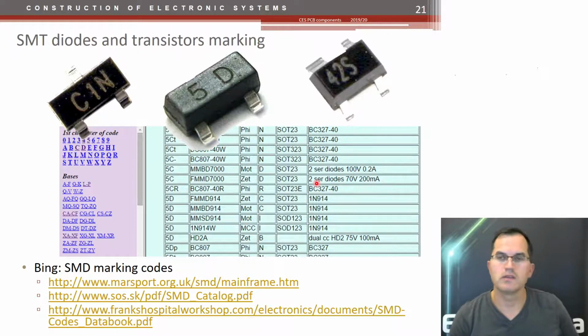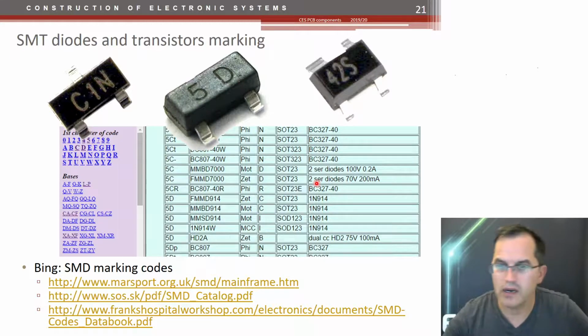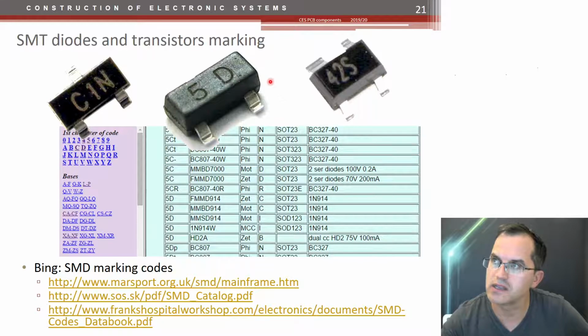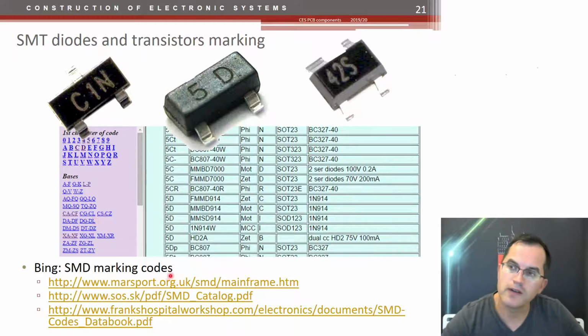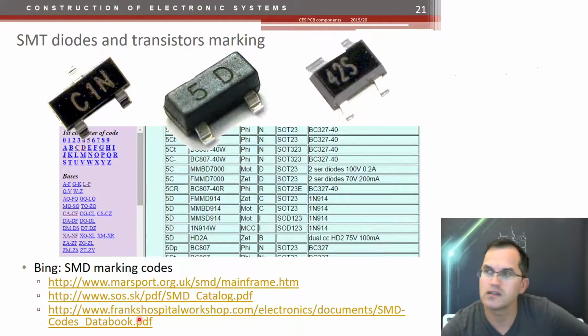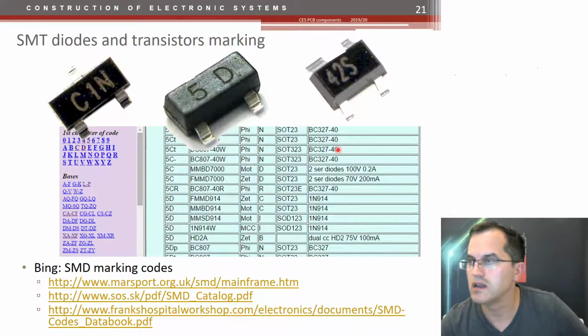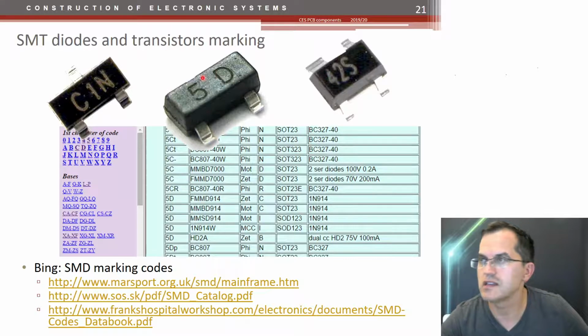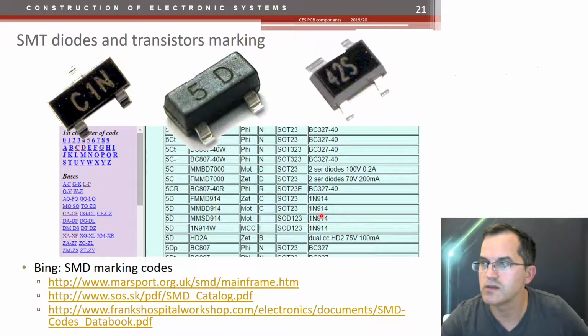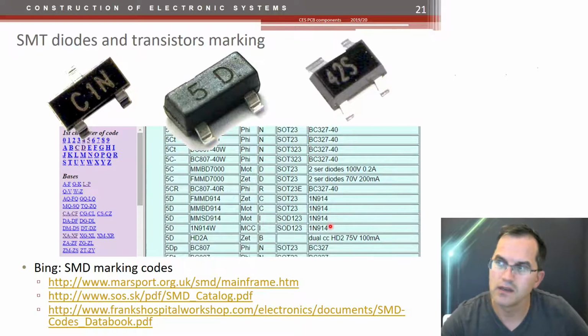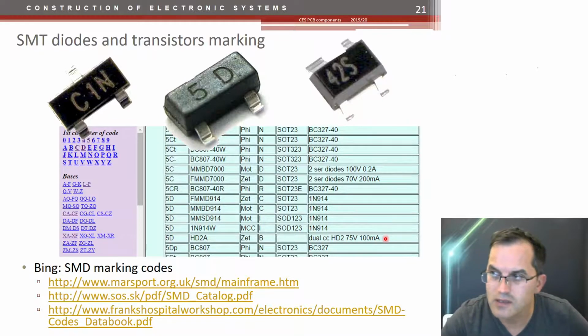What about the markings? Well, the markings on these cases are of course limited by space. So usually you find 1 letter, 2 letters, a number or similar. So you have to find these codes on different websites that have all of these in a database. Let's say if you search for 5D, you will find several same components with these 5D letters from different manufacturers, but you can also find something completely different. So you have to be careful.